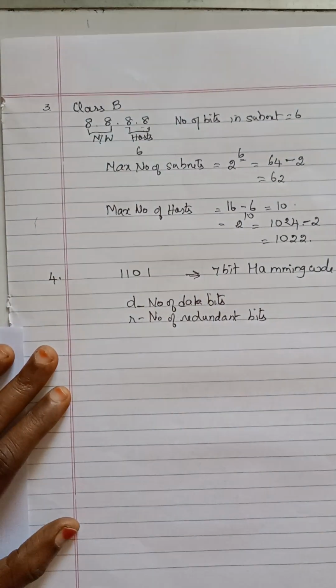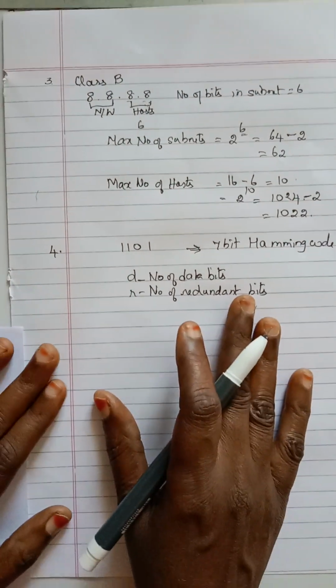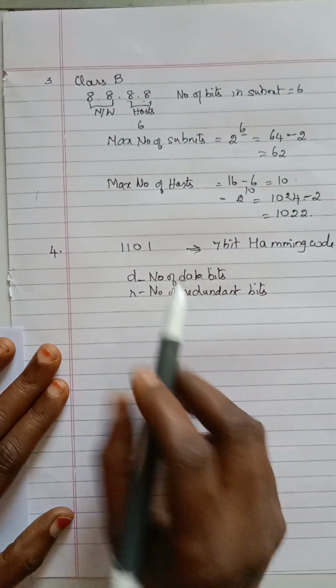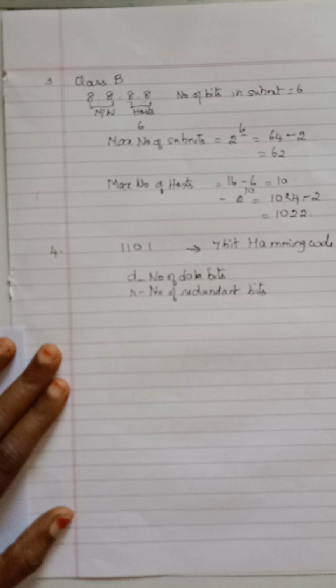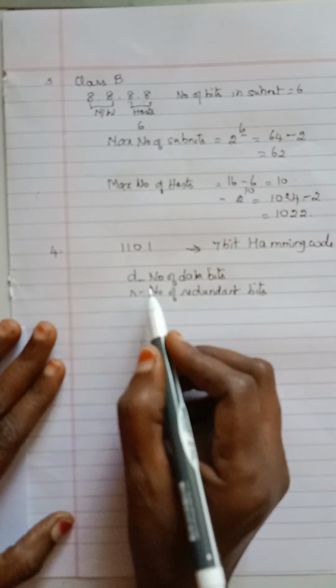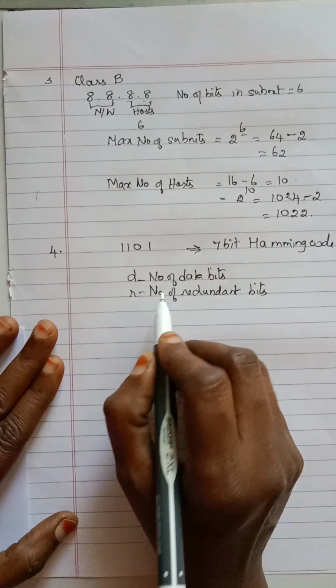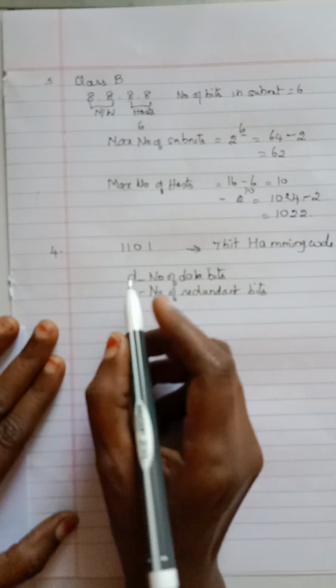So these are redundant bits. In Hamming code, we add redundant bits to the data bits, and then we check the correctness of the data bits. For this we need to have a condition: how many redundant bits can we add? So we have to form the formula.